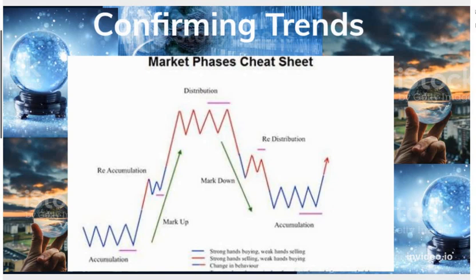Example 2. Confirming trends. Dow theory helps us make sure our treasure map is accurate. It's like checking footprints on a trail. The more footprints, indicators, confirming a direction, the more likely we're headed the right way.